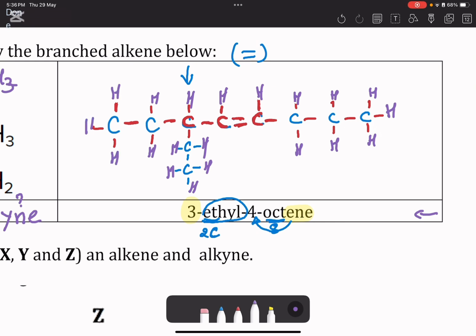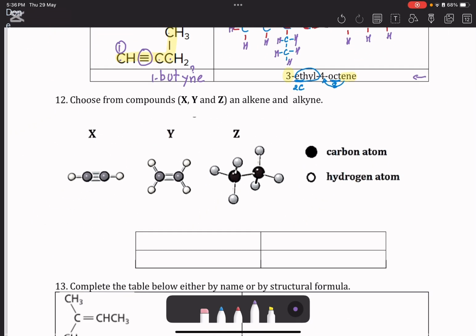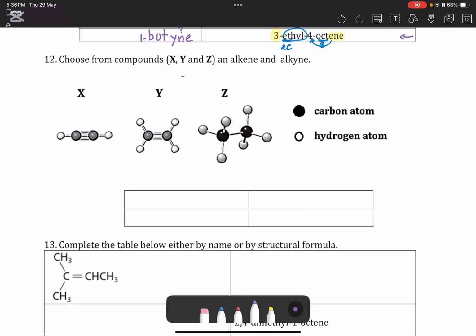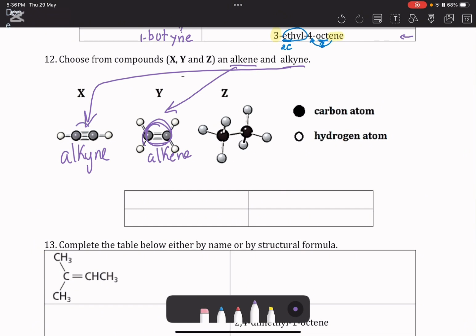Okay. That's for the naming. Now let's move on. Choose from compounds X, Y, and Z the alkene and the alkyne. So that's the alkyne and that's the alkene. How do I know? I just look to see if there is a double or triple bond. That's an alkane, in case you are wondering.